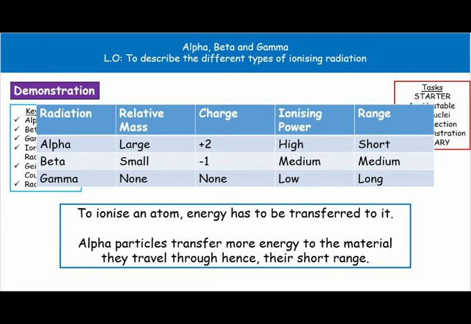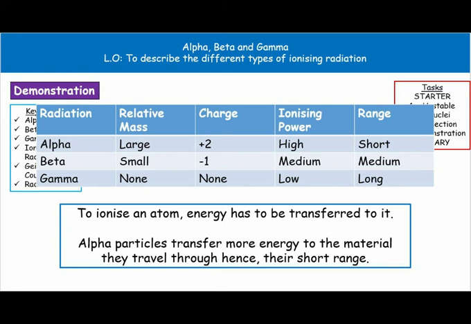What I've got for you here is a table that just summarizes some key bits of information about the alpha, beta, and gamma radiation for you. So we've got the relative mass, their charge, their ionizing power, and their range. So if we look at alpha first of all, then this is actually quite a large mass particle. Remember what we said at the beginning, this is a helium atom, the nucleus of one. So what we can see is this is going to have a relatively large mass. Now the charge on it, as we established at the very beginning, is +2.